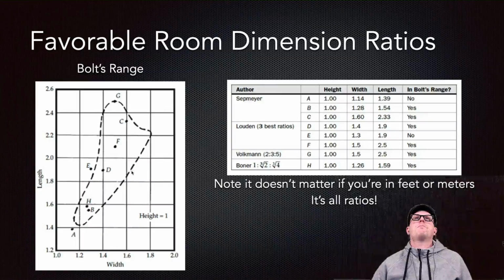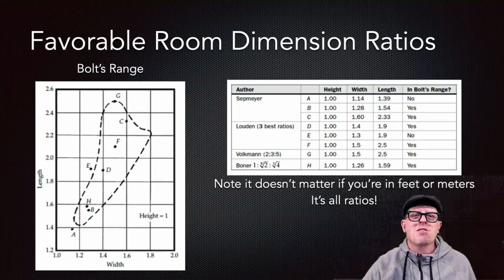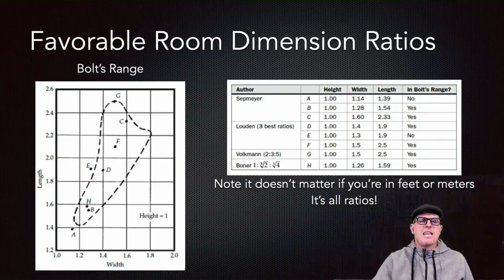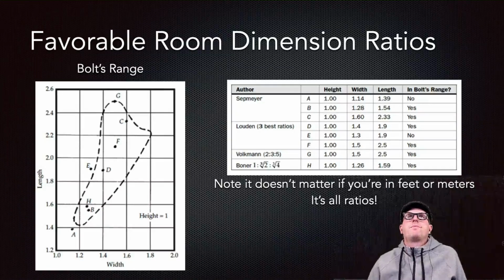Sorry, no, you asked about splayed walls. We're going to talk about that coming up in just a few minutes, so I will address that exactly.